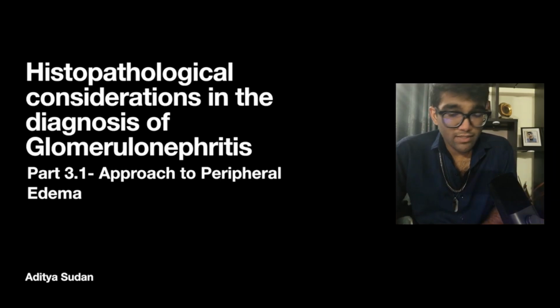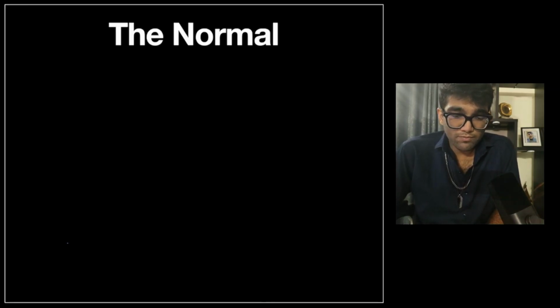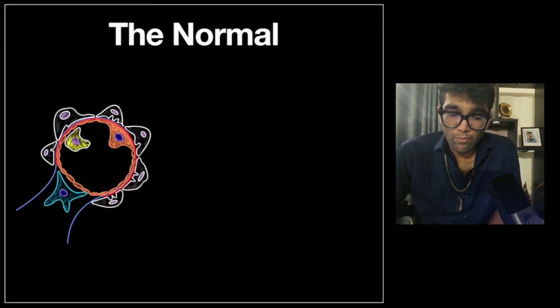So today we'll be discussing the histological considerations in the diagnosis of glomerulonephritis. Specifically, we'll be talking about the changes that occur in the histological entities that correlate clinically with the development of nephrotic syndrome. And this will be part 3.1 in an approach to peripheral edema. So before we go ahead, we need to understand the normal anatomy.